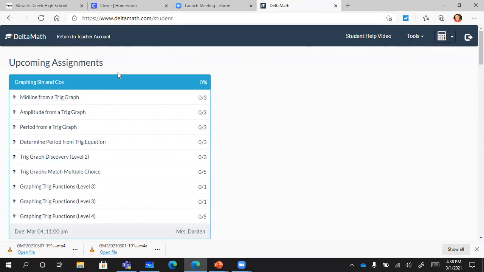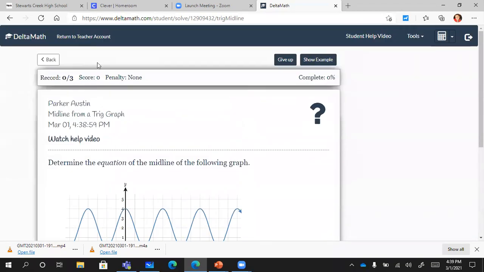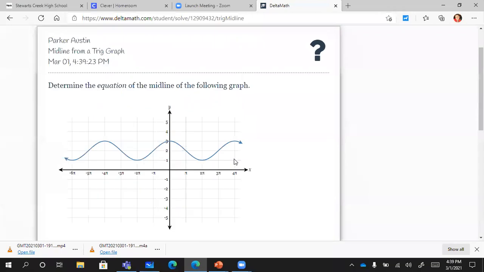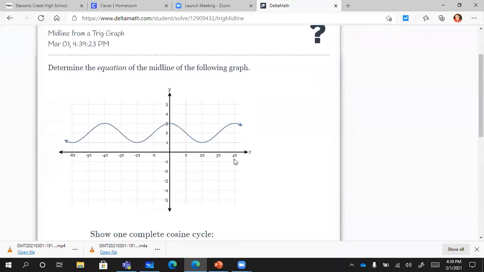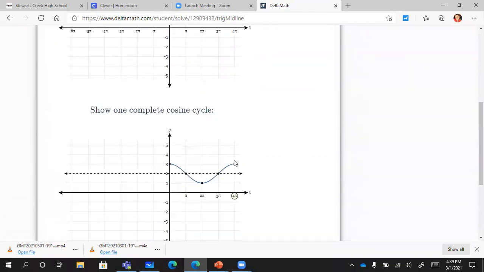The Delta Math for graphing sine and cosine. Midline's pretty easy. If we go up to 4 and down to 0, that's a total displacement of 4 units. That means that my amplitude is only 2, right? And then halfway between 0 and 4 would be 2. So you'd have to type in y equals 2 for that. Make sure to write your answer with y equals.